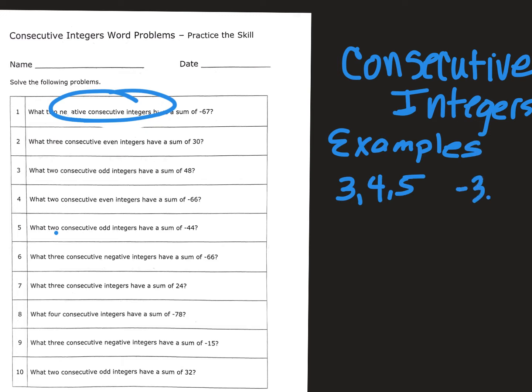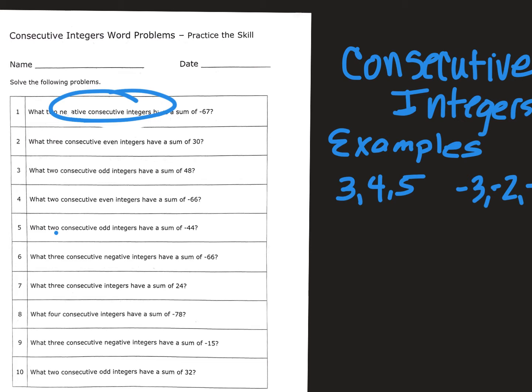Or -3, -2, -1. See how they're integers, whole numbers, or opposites that are back to back to back, one right after the other. So that's what makes them consecutive.